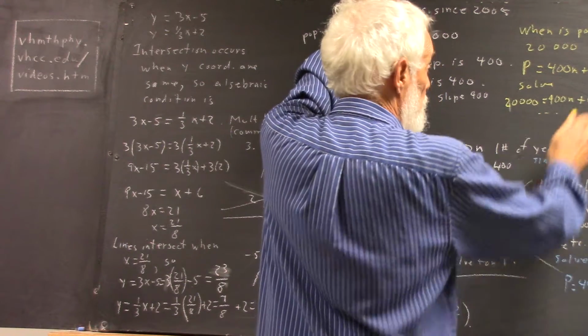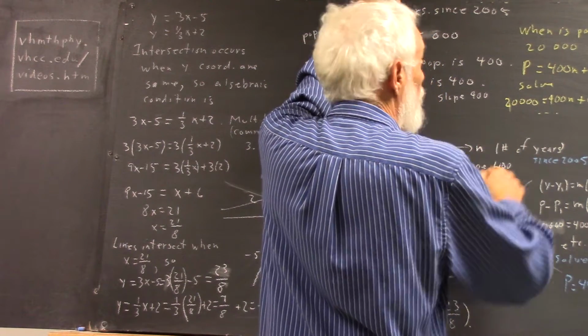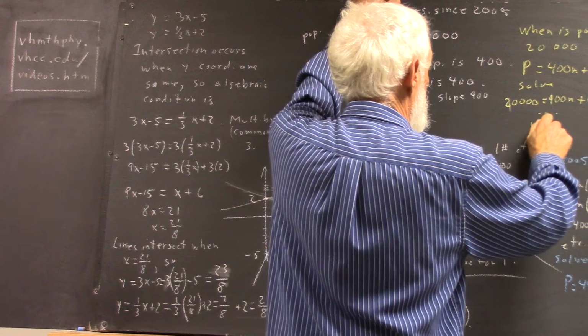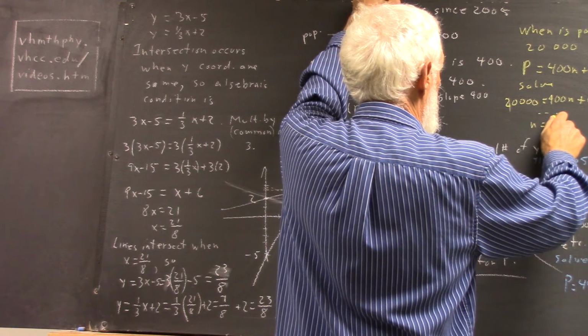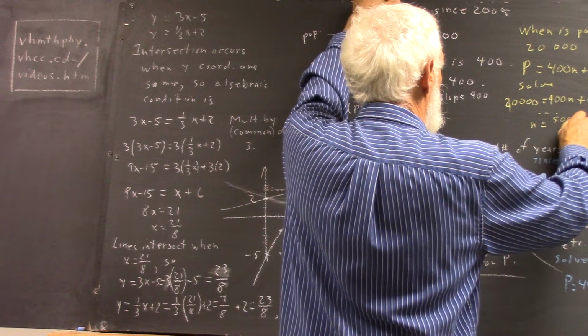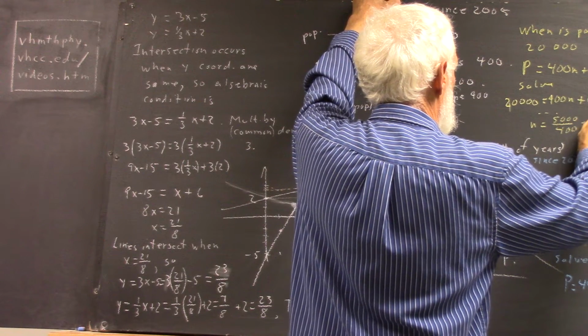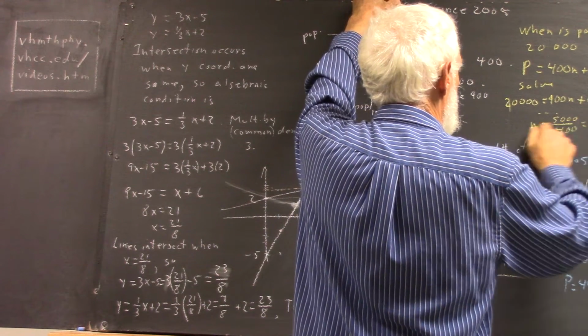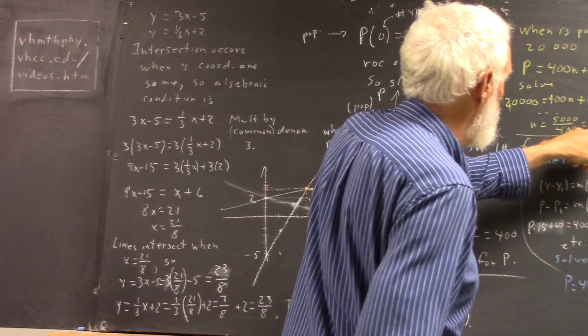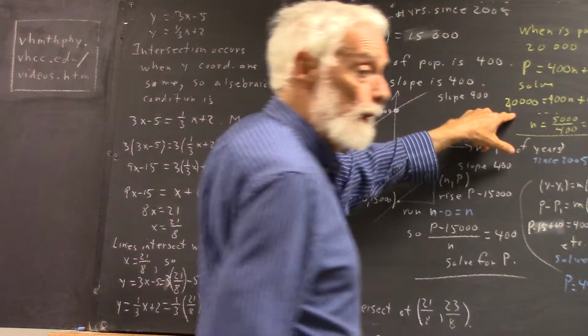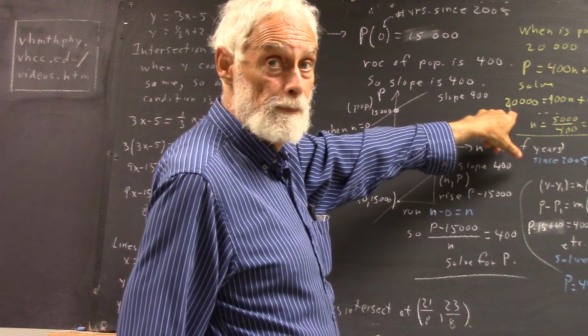Very easy to solve. Subtract 15,000 from both sides, divide both sides by 400. We get n equals 5,000 over 400, which is going to equal 12.5. Means 12.5 years will pass before the population reaches 20,000.